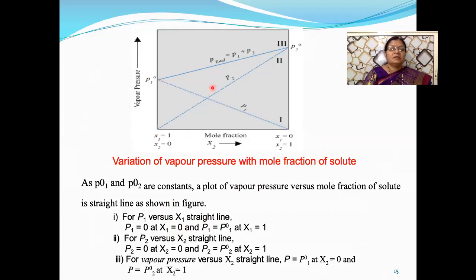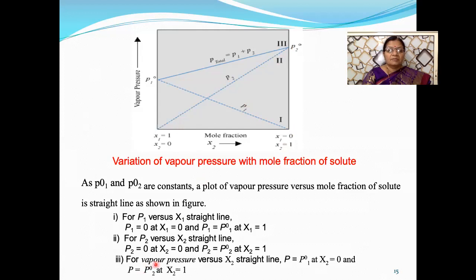Is it clear? Similar to P1, the second plot is for P2. For P2 versus X2, the mole fraction of solute, when X2 is 0, that is this point, what is the value of P2, the partial vapor pressure of solute? It is also 0. When X2 is equal to 1, what is the value of P2? Here P2 becomes equal to P20.